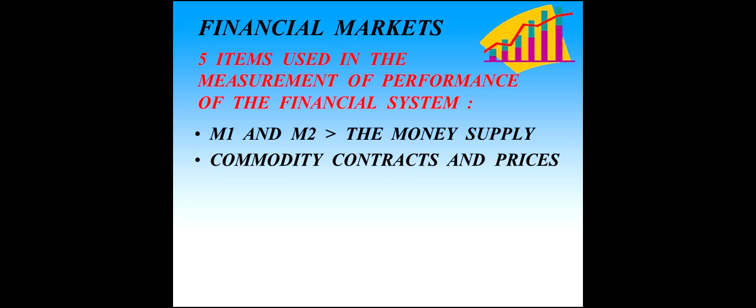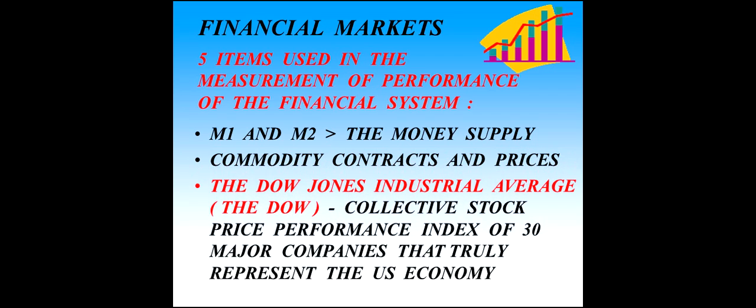However, the most well-known aspect of the measurement of the financial system comes in the form of the Dow Jones Industrial Average, commonly short known as the Dow. It's a collective measurement of the stock performance index of 30 major companies that are supposed to truly represent the United States economy across a number of industries. We monitor the value associated with the stocks and their price performance in the stock market.